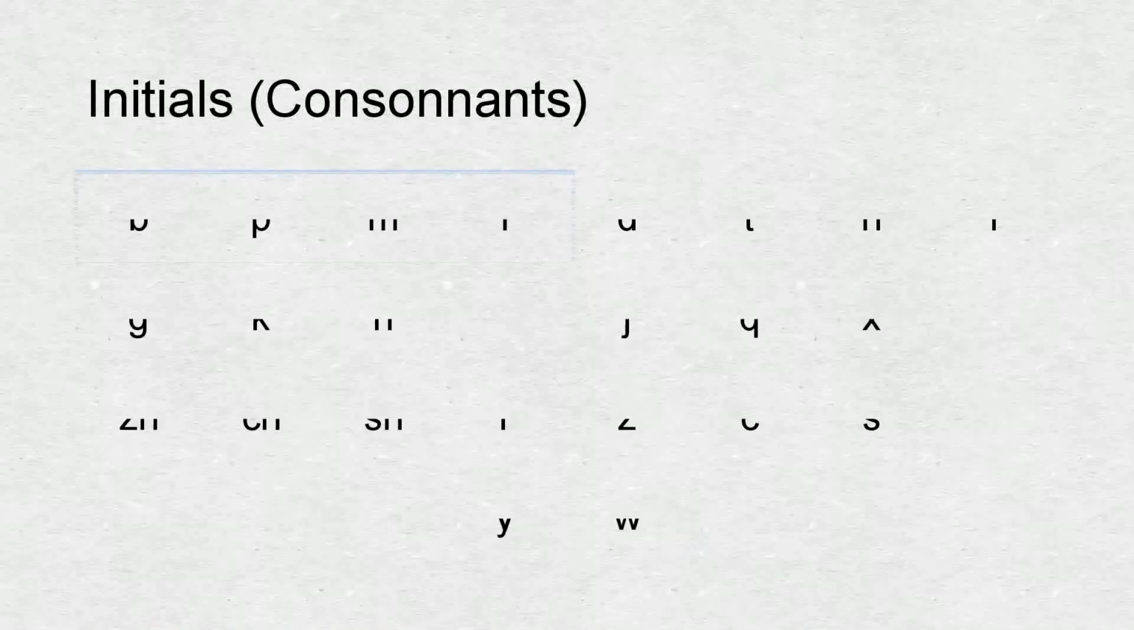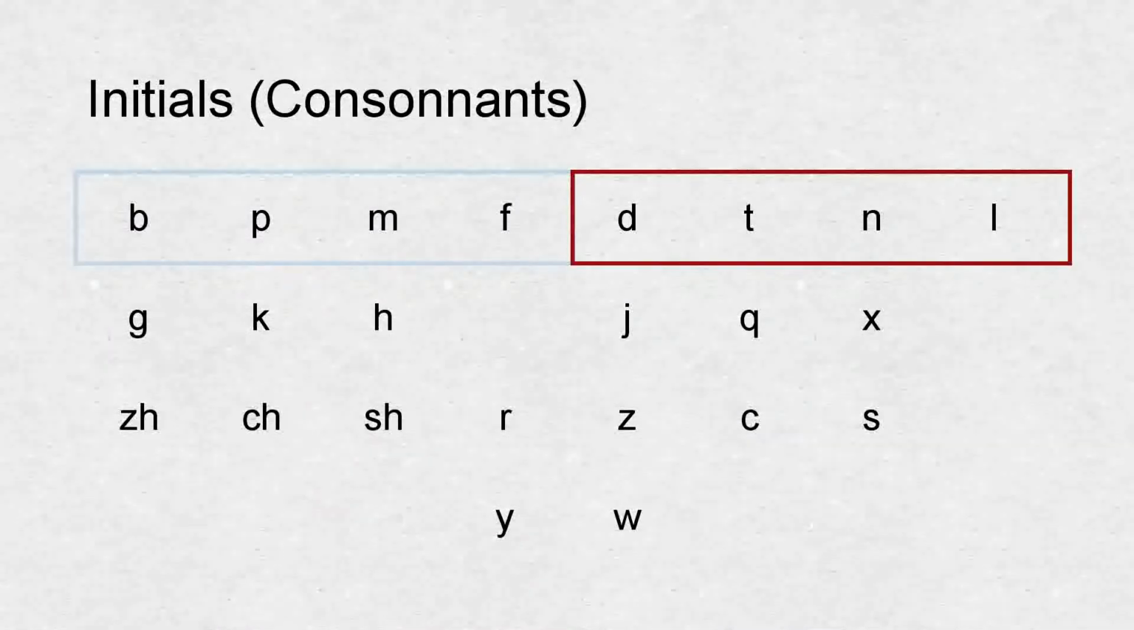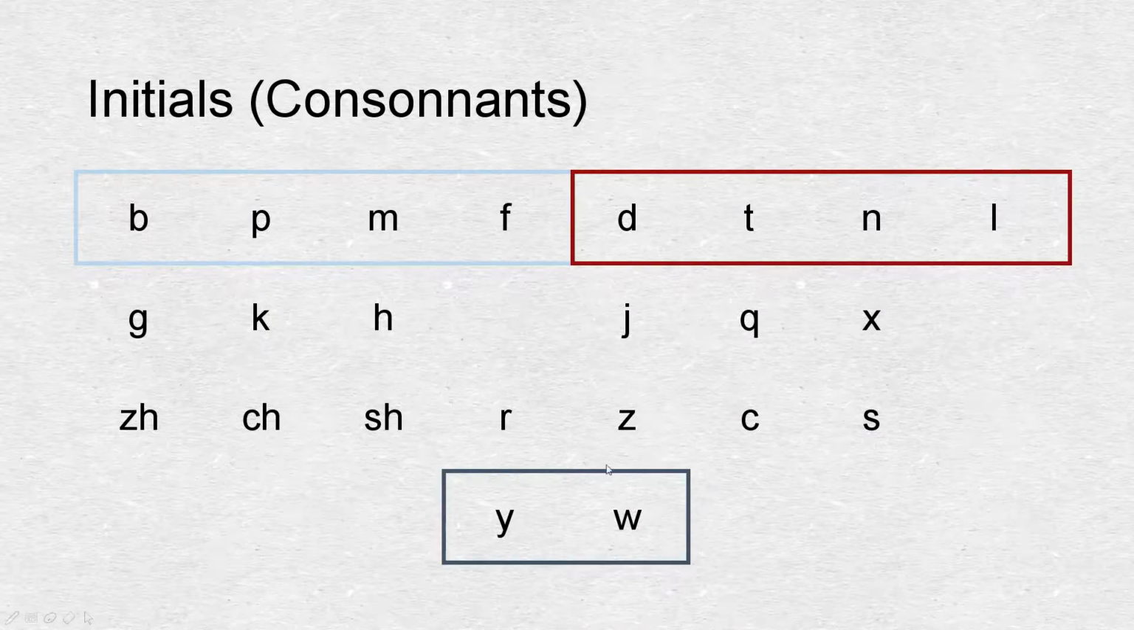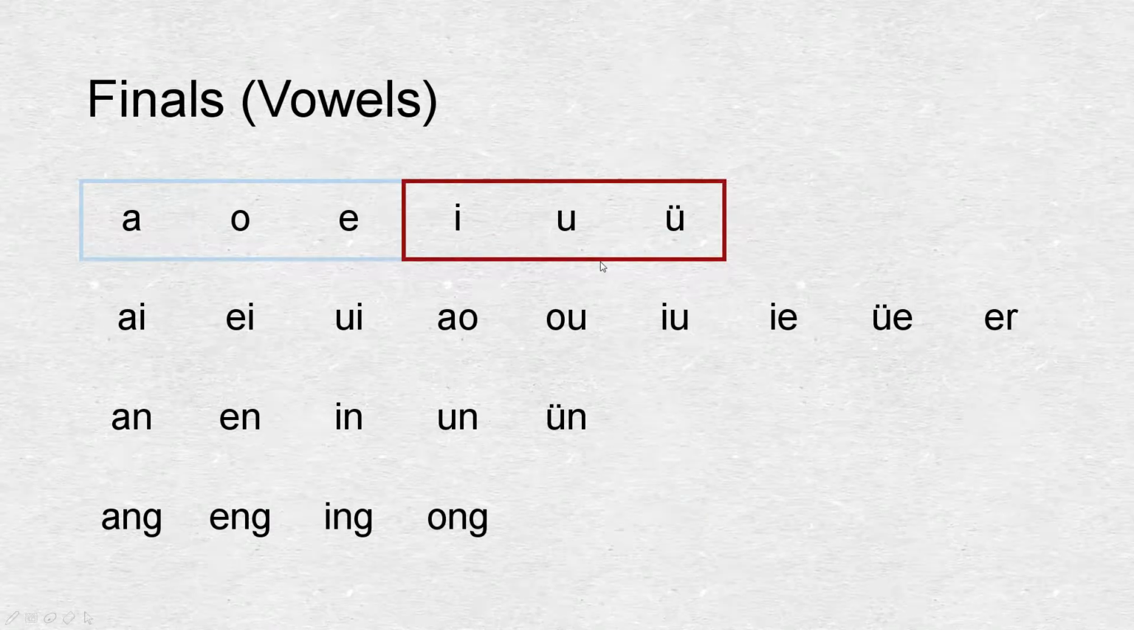Last time we've learned the first group of initials and the first group of finals. So today we're going to do two groups of initials. There are the group 2 initials in this maroon box and the group 7 initials in this bottom box. And also we're going to do a group of finals, which is group 2 in this maroon box right over there. Alright, let's get started.